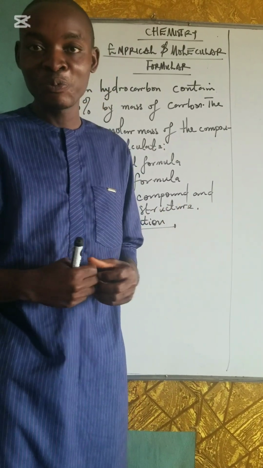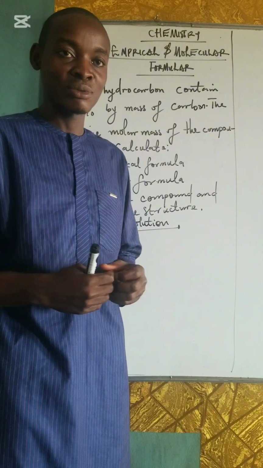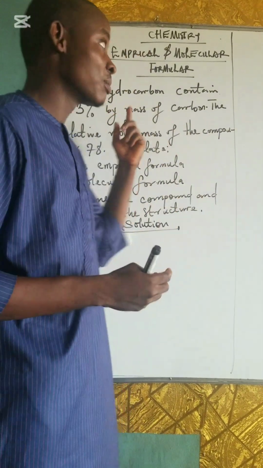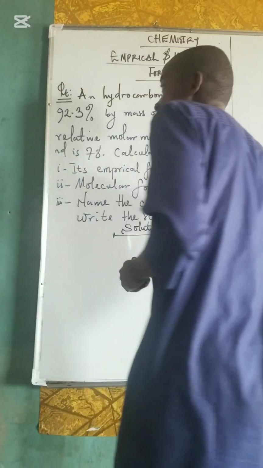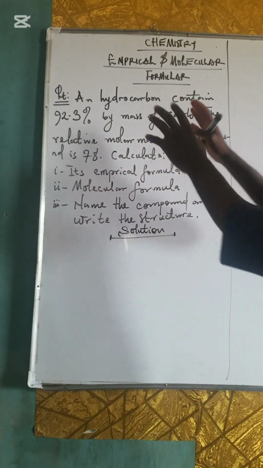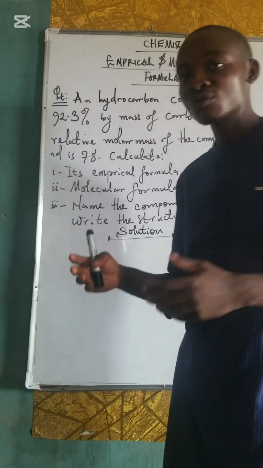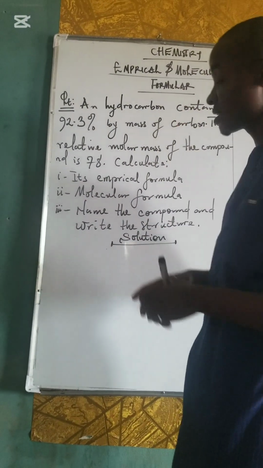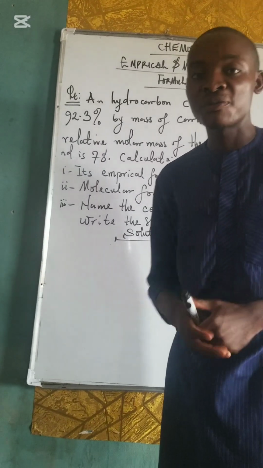But this afternoon, we'll be going to discuss one or two topics in chemistry. And as you can see on the board, we have empirical and molecular formula. Before you will be able to answer questions on this kind of question, you need to know the meaning of the thing that is written on the board. So what is empirical formula?